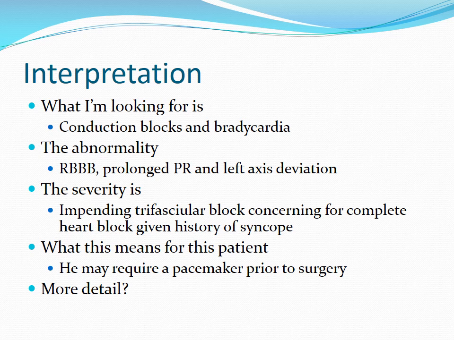The most obvious abnormality is a right bundle branch block. He also has a first degree heart block. Then I look for axis deviation. He has left axis deviation, which indicates left anterior fascicular block. These findings together indicate impending trifascicular block. I don't see any significant Q waves or other signs of previous damage from his MI. For this patient, I'm concerned he's having intermittent complete heart block with trifascicular block, and I want to refer to cardiology to consider a pacemaker prior to surgery. Would you like me to look at the ECG in any further detail?